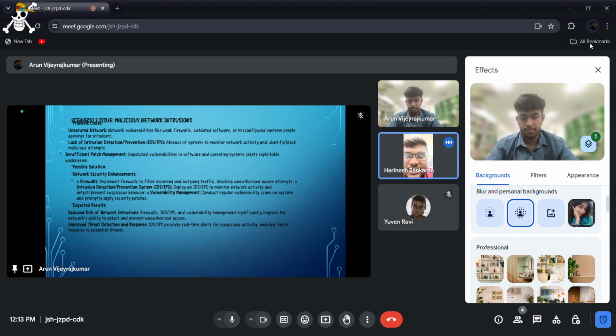Another is lack of intrusion detection or prevention, IDS or IPS: absence of a system to monitor network activity and identify or block malicious attempts. Another probable cause is insufficient patch management. For example, unpatched vulnerabilities in software and operating systems create exploitable weaknesses.